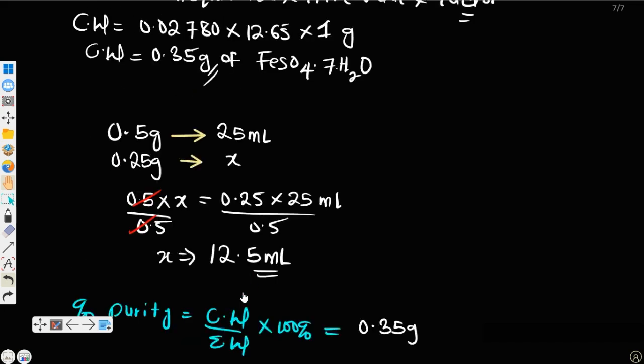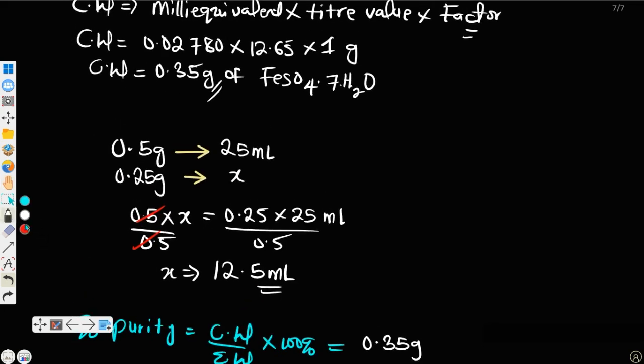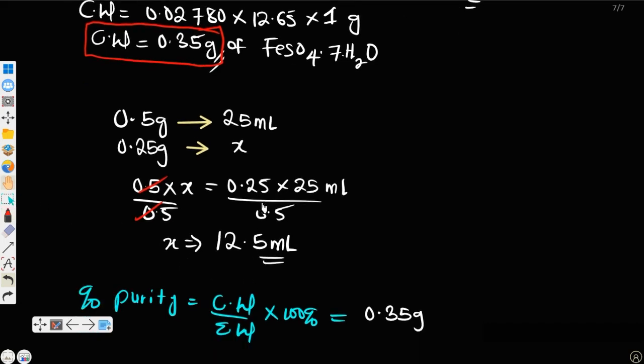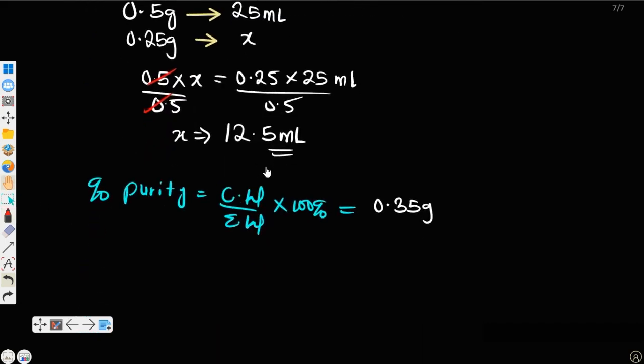See the calculated weight we are talking about here. This was what we got from our calculation. This here is what we call the calculated weight. Is that okay? Now, what was the expected weight? How many gram did you put in the 25 mL that you titrated with? 0.5 gram. So our expected weight is supposed to be what? 0.5 gram times 100%. What is the percentage purity? 70% weight by weight. Alright? 70% weight by weight.